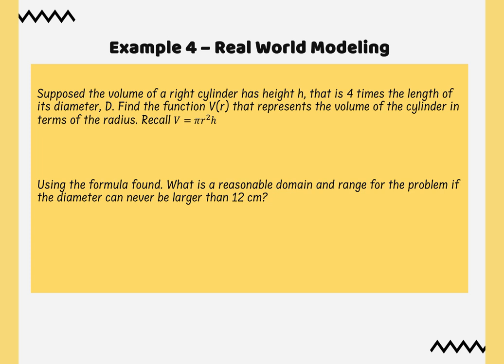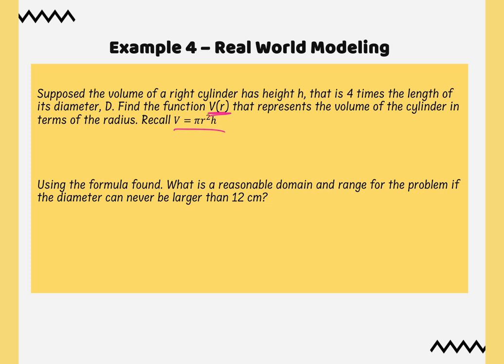It says, suppose the volume of a right cylinder has height h, that is 4 times the length of its diameter d. Find the function v of r that represents the volume of the cylinder in terms of the radius. And recall that the volume equals pi r squared h. So first of all, it's not giving us the model. We have to come up with our own model, okay? using the volume equals pi r squared h. And it wants it in terms of the radius. So my variable is the radius, okay? That I know.